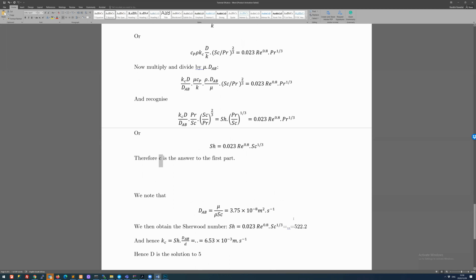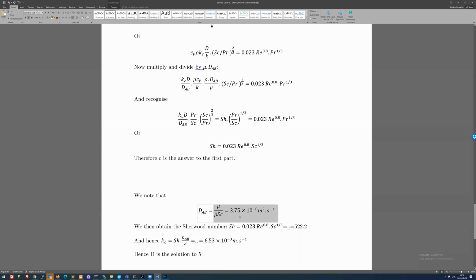Okay, and then the very last bit, we are asked to estimate the diffusivity. Well, you've got the Reynolds number and the Schmidt number given in the problem. You are given viscosity and density, and then the Schmidt number. So you can just calculate DAB like that, right?